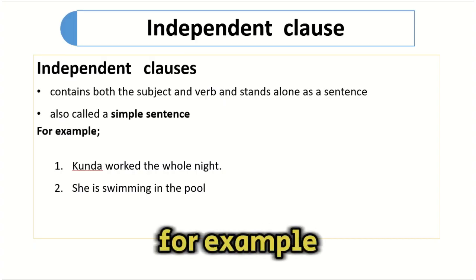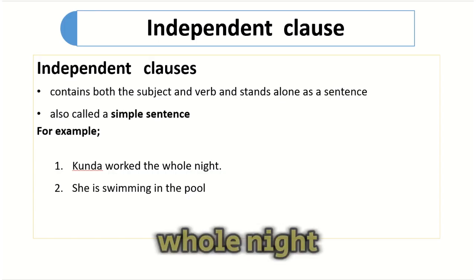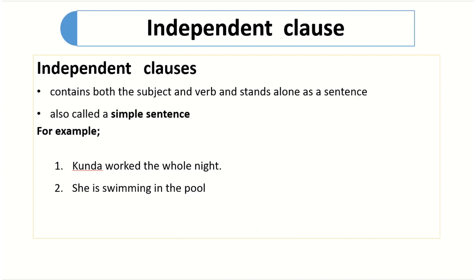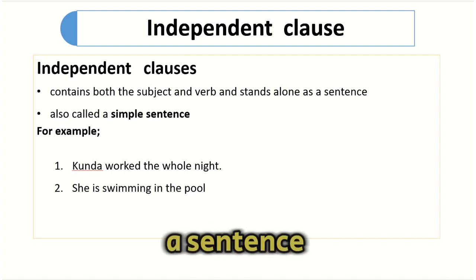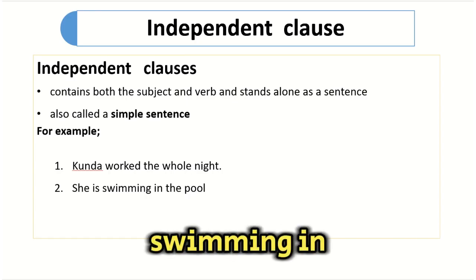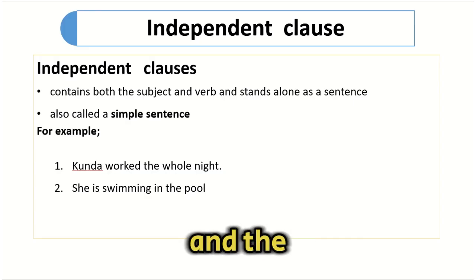For example, we can say, Kunda worked the whole night. This one contains the subject and the verb and stands alone as a sentence. Kunda is the subject, the verb is worked, and it is completed as a sentence. Number 2, she is swimming in the pool. The sentence contains both the subject and the verb.